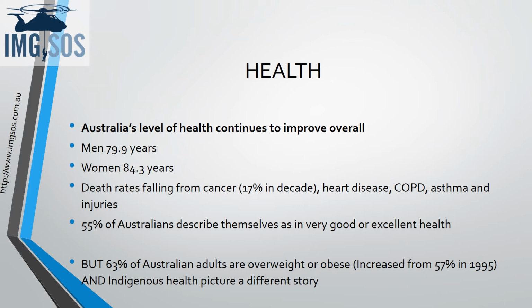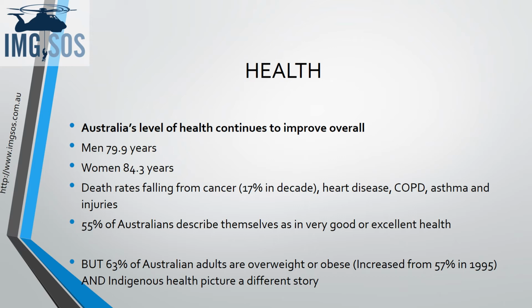But, and I think we need to remember, this is a snapshot. There are a few areas where we're doing very badly. 63% of Australian adults are overweight or obese, and this has increased from 57% in 1995. It's climbing almost exponentially, and there is an expectation that within the next 10 years, almost 80% of the population will be overweight or obese. And as you know, that has significant health impacts.